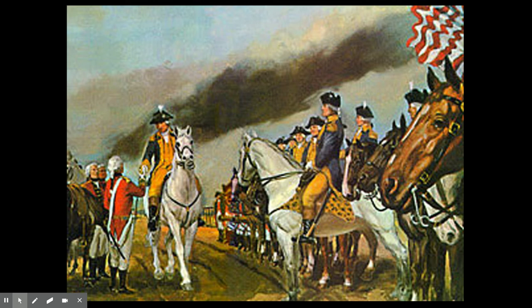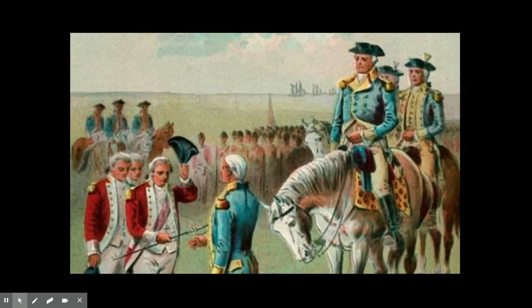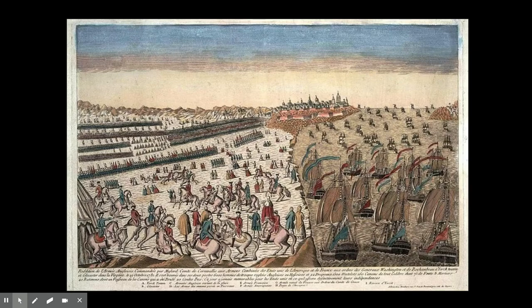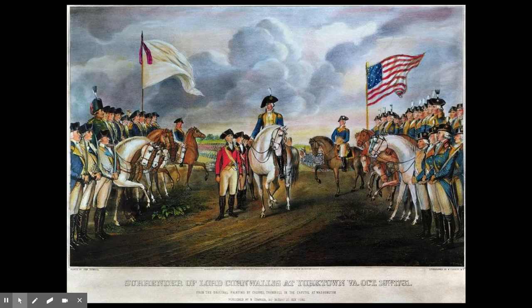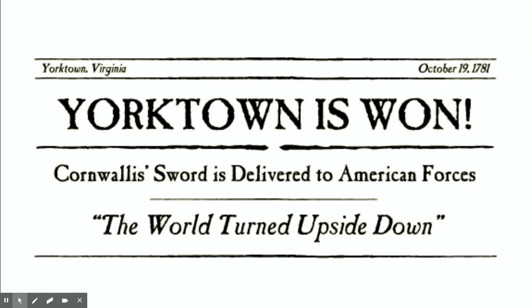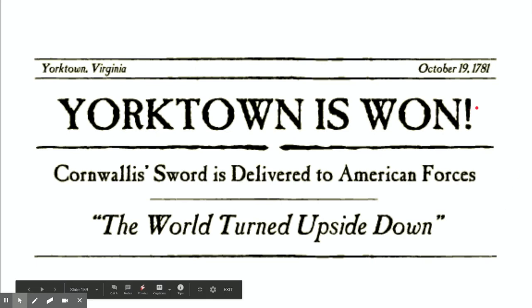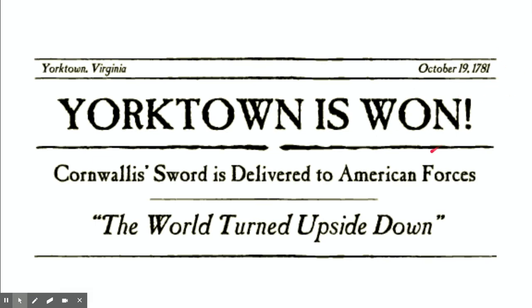This is in 1781. Cornwallis surrenders. Washington makes sure that his men are very polite and respectful to the British, doesn't want them to keep fighting. Now, the war won't officially end for a couple more years, but this is considered the last real fighting. This is really considered the end when Cornwallis surrenders, 1781.